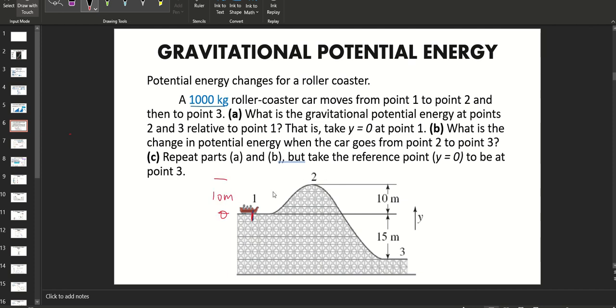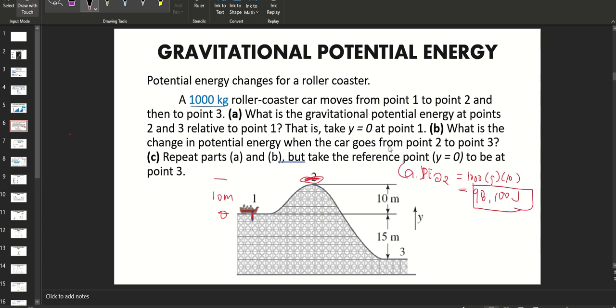So the potential energy of the car when it is here at the top, PE at 2, is equivalent to 1,000 multiplied by 9.81 times the height, which is 10. Basically, the potential energy here is 98,100 joules. So we box that. That's for letter A.